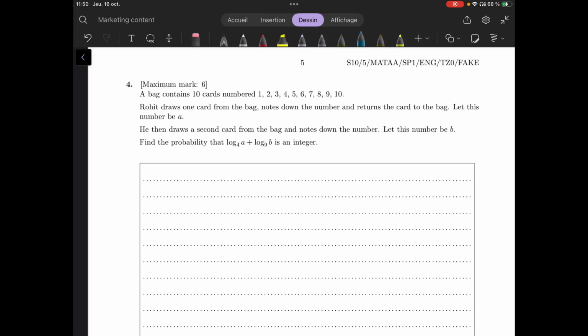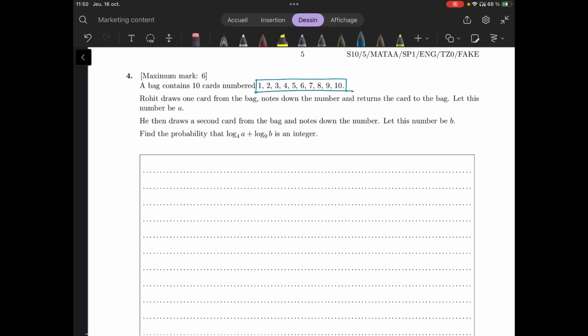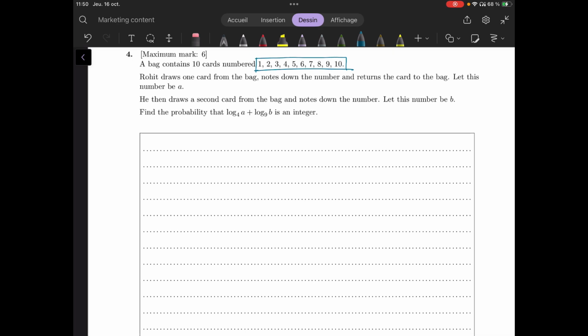Hiya, this is question 4 of the N25 AASL paper 1. This question is on probability. We have 10 cards numbered from 1 to 10. Rohit draws 2 cards A and B such that this is an integer. You have to be very careful with this question.